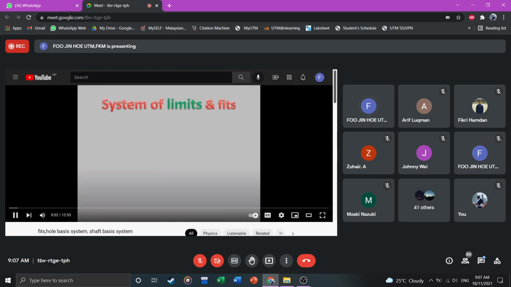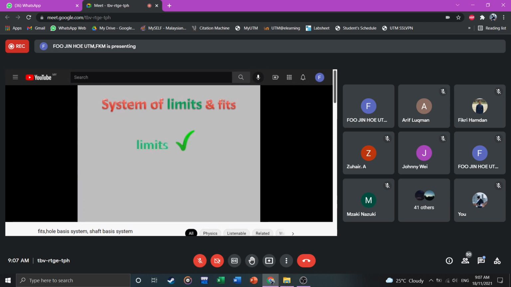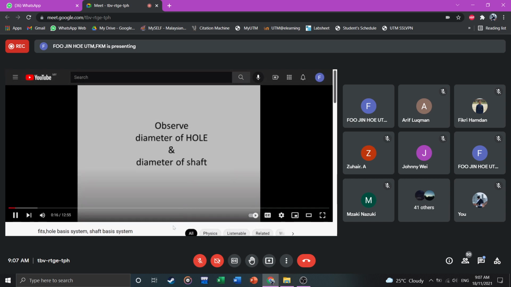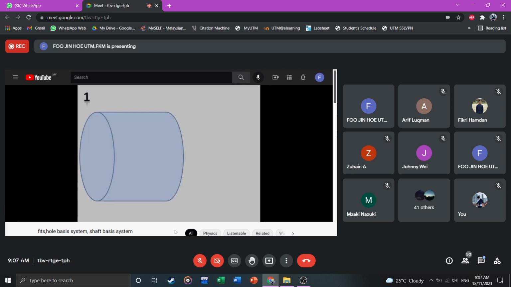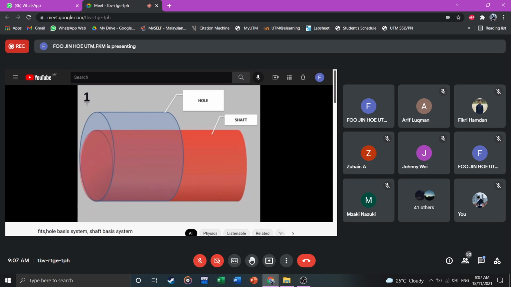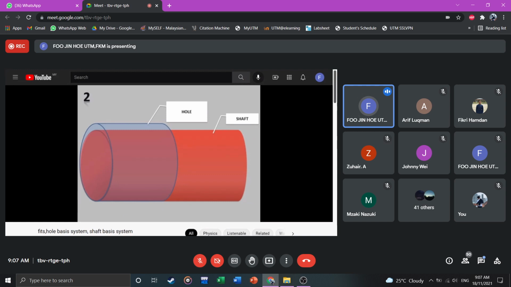Hello friends, today we will learn the system of limits and fits. Limits we have studied and fits we will see now. Observe the diameter of the hole and the diameter of the shaft. Case 1: this is the hole and this is the shaft. Now observe the changes in case 2. Again, observe in case 3.